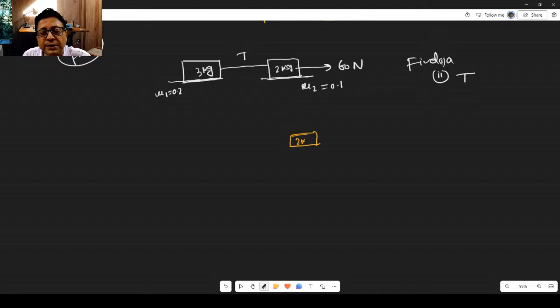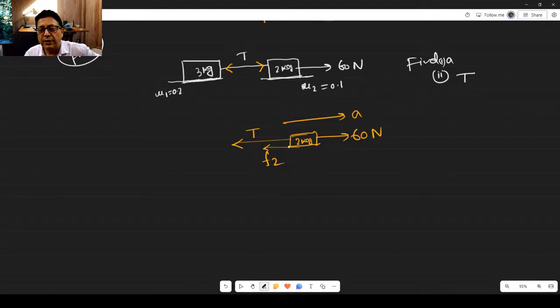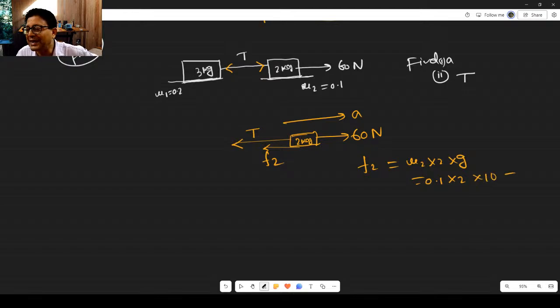What are the forces acting on it? Force of friction, that we are taking as F2. External force, and suppose the tension be T. This tension pulls the 3 kg and the 3 kg also pulls with the same tension. So that tension you will show here on the 2 kg, acting backward, T. Acceleration is A. This question is clear. What is the value of F2 here? F2 equal to mu 2 into 2 into g, that is 0.1 into 2 into 10. This is going to be 2 Newton.